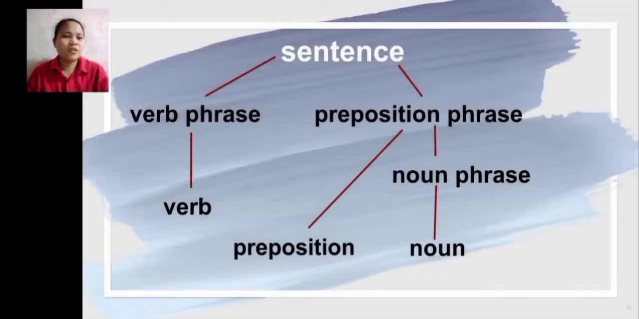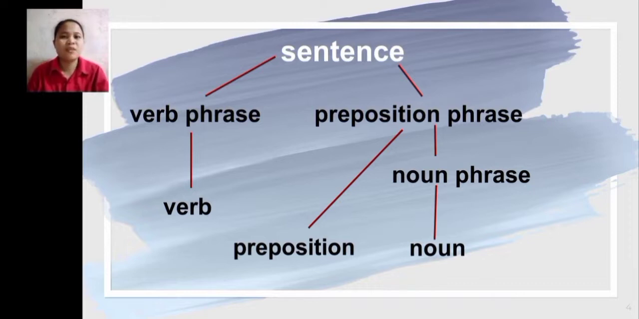In this diagram, it shows what the sentence is composed of. The sentence consists of its constituents, which are verb phrase and preposition phrase. Under the verb phrase is the verb, while in the preposition phrase are the preposition, noun phrase, and noun.